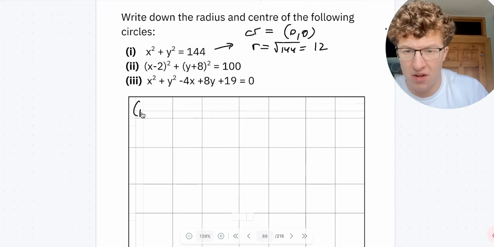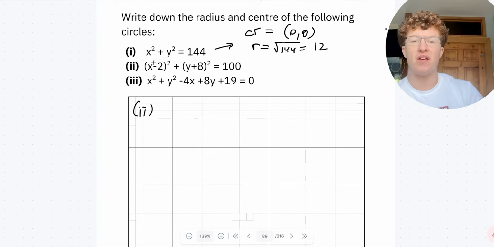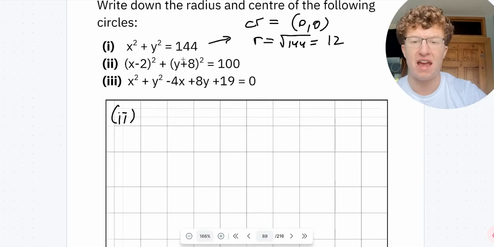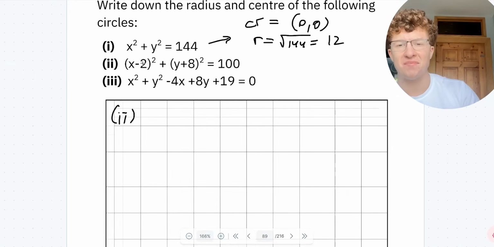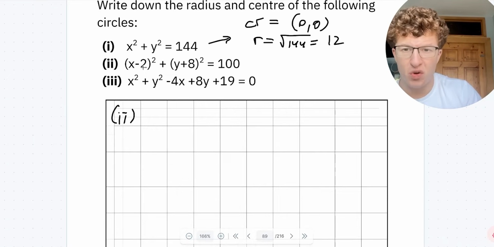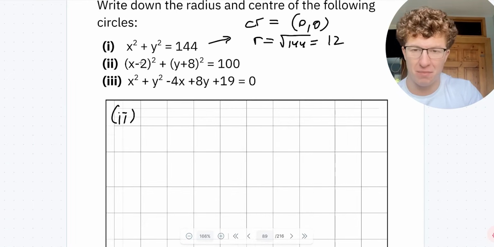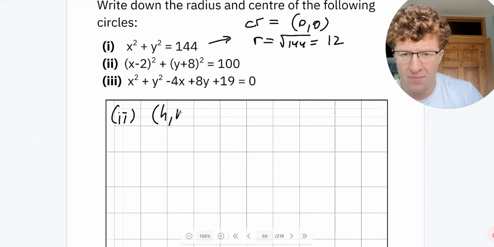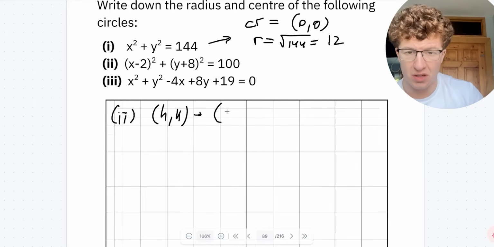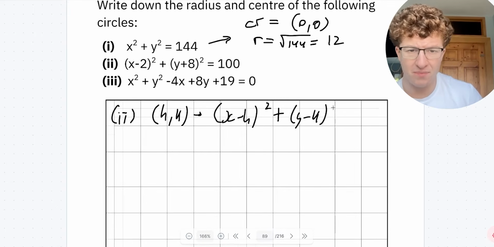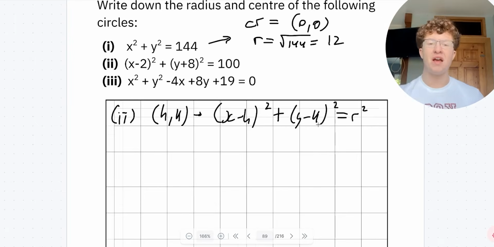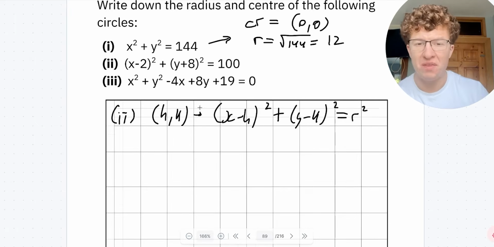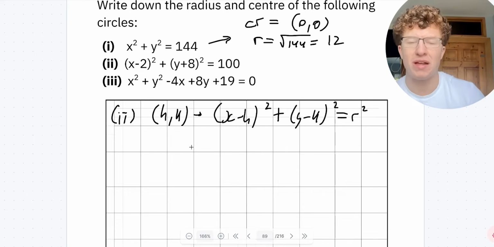The second one now is a bit more complicated. We have x minus 2 squared plus y plus 8 squared equals 100. In this case, the center is going to be the negative of this number. Because if you remember, the general equation, if we have the center as h, k, the equation of the circle will look like x minus h squared plus y minus k squared is equal to r squared. The most complicated part of this is the minus here. Students will get confused about that.